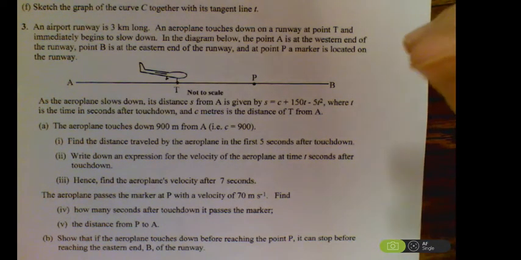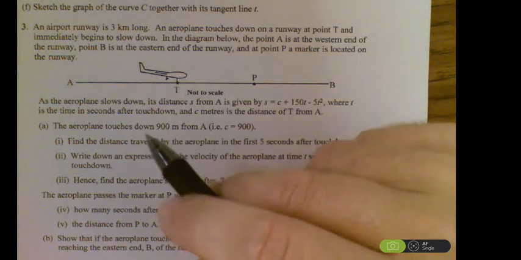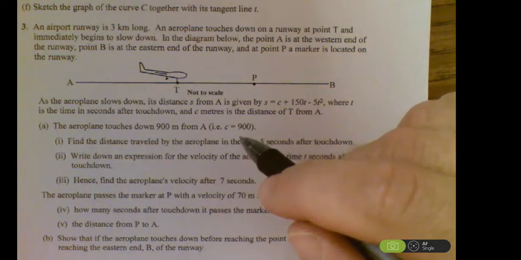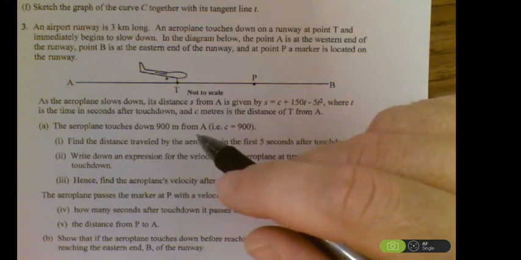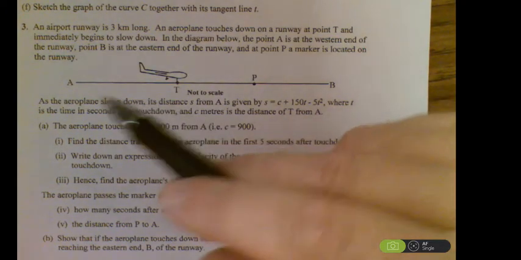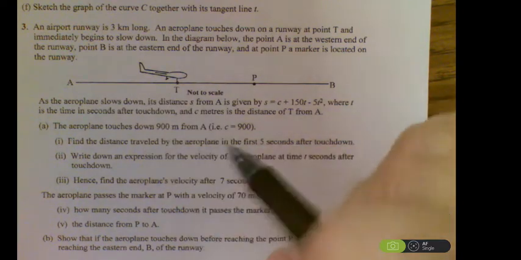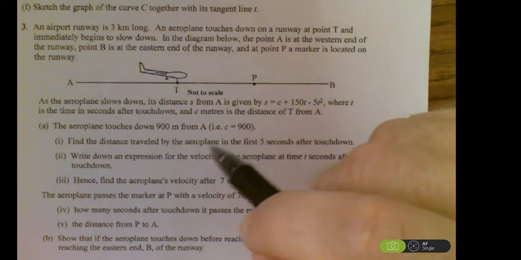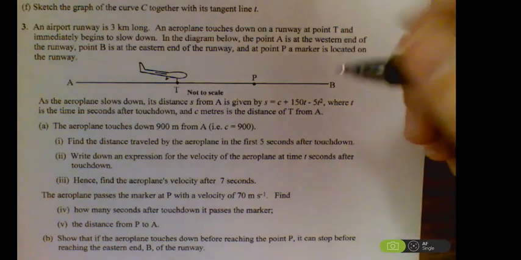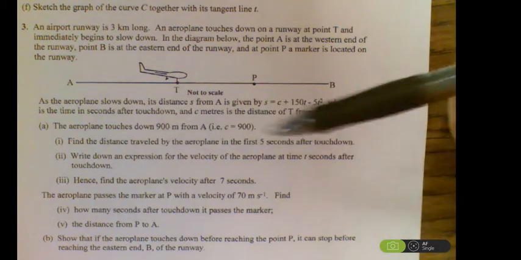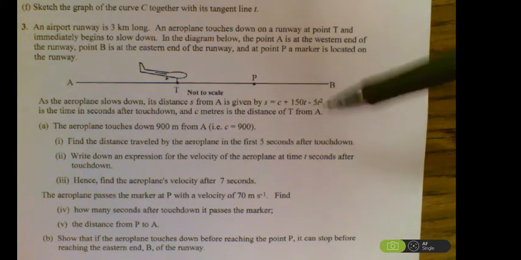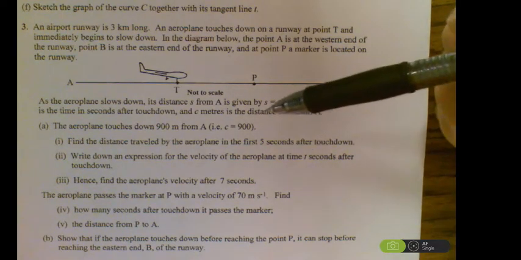Starting off with part A, the airplane touches down at 900 meters, and they're just helping us verify right there that that's 900 meters from point A. And so again, that's the distance of T from A. So they're giving us a 900 meter length right there. Find the distance traveled in the first 5 seconds after touchdown. This one's asking for distance, so we can plug our 5 into the distance function to get that answer. So we just plug the numbers into that original function up there.